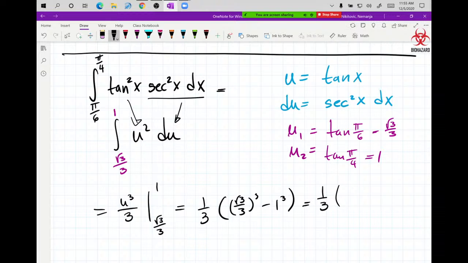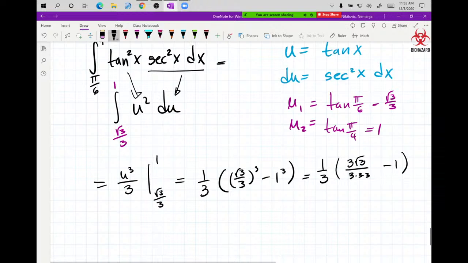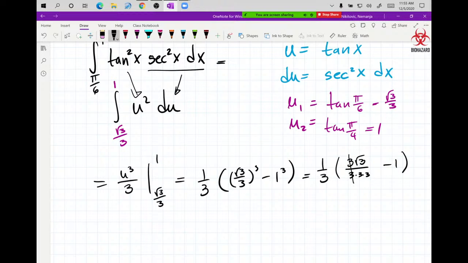What do we have here? We have 3 root 3 over 3 times 3 times 3, minus 1. The reason why I'm writing it this way is because I want to cancel. So I have 1/3 and then root 3 over 9 minus 1. That's the exact answer. You can go get the decimal if that makes you happy on Saturdays. But this is technically it. I am not going anywhere else.